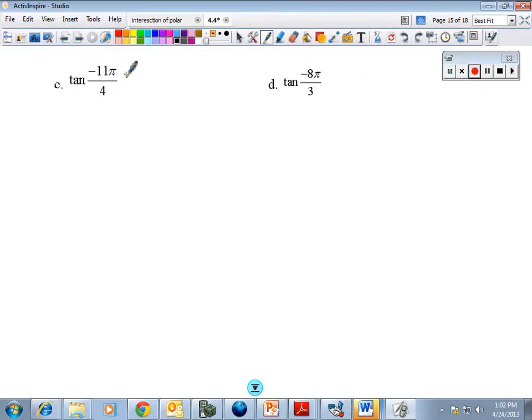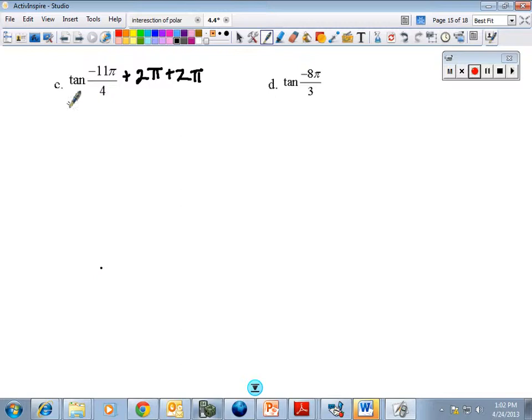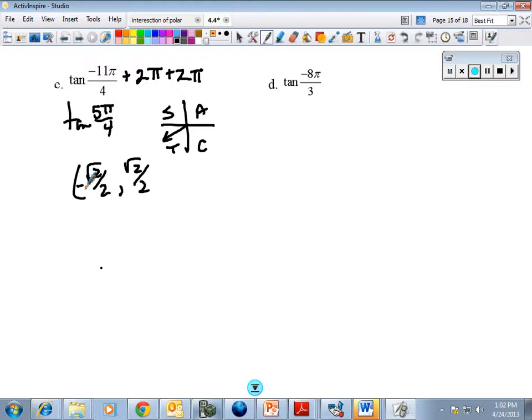Negative 11 pi over 4 is not on my circle, so I'm going to need to add 2 pi, which is probably twice. So negative 11 fourths plus 4. It's going to give me 5 pi over 4, so I'm really finding tan of 5 pi over 4. 5 pi over 4 is going to be a little more than pi, so it's going to be in my third quadrant. All students take calculus. Tan is positive in my third quadrant. So it's a pi over 4 angle, so it's a square root of 2 over 2, square root of 2 over 2, but because it's down here, it's negative, negative. If I put a negative square root of 2 over 2 over a negative square root of 2 over 2, that's going to give me a positive 1.